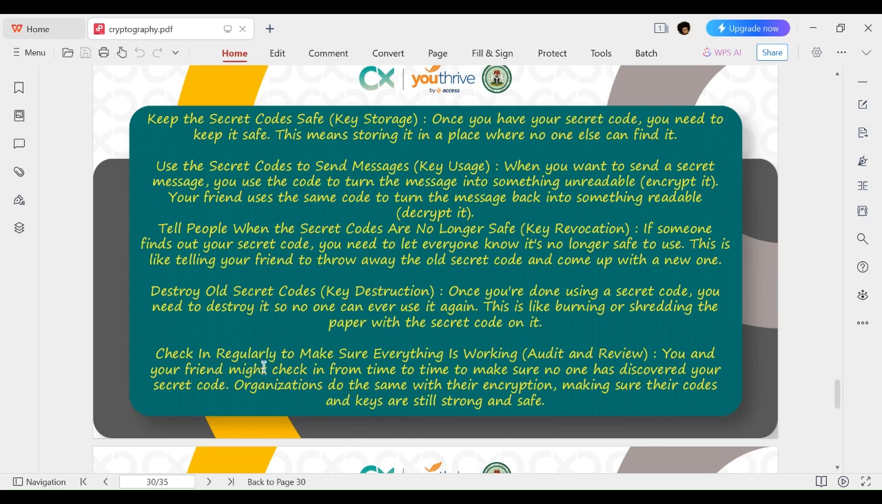Then you check in regularly to make sure everything is working. That's the last stage, audit and review, the last stage of the cryptographic life cycle. You and your friend might check in from time to time to make sure that no one has discovered your secret code. Organizations do the same with their encryption, making sure their codes and keys are still safe.